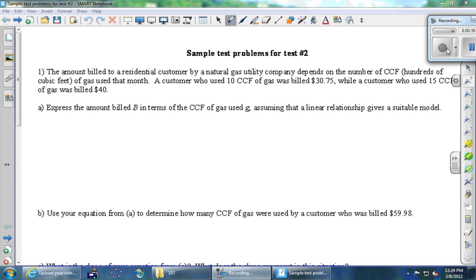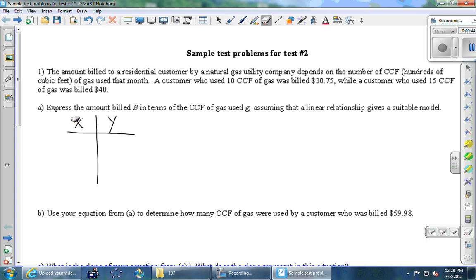So first thing I'm going to do is go ahead and make a table here. My table normally is X and Y, but in this case we don't have X and Y, we have some different letters, so we're going to change it. It says we want the amount billed B in terms of the gas used G. So that phrase, the in terms of phrase, always tells you that this is the independent variable. So the gas is supposed to be the independent variable. That must be G, which makes B the dependent variable, and that's our Y. So we'll go ahead and put in a G here and a B here.